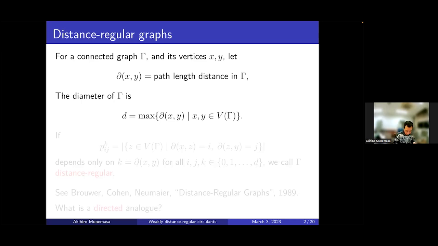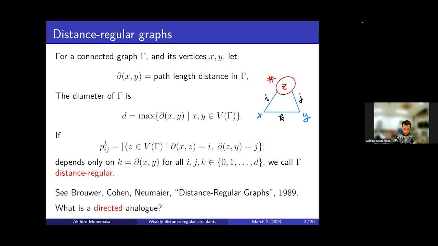Now, the definition of distance regular graph, not the standard definition, but in the spirit of association schemes, is like this. You take x and y at distance k, and count the number of z which is at distance i from x and distance j from y. And this number does not depend on x and y, but it depends only on k. Of course, it may depend on i and j. And that's the definition of distance regularity.